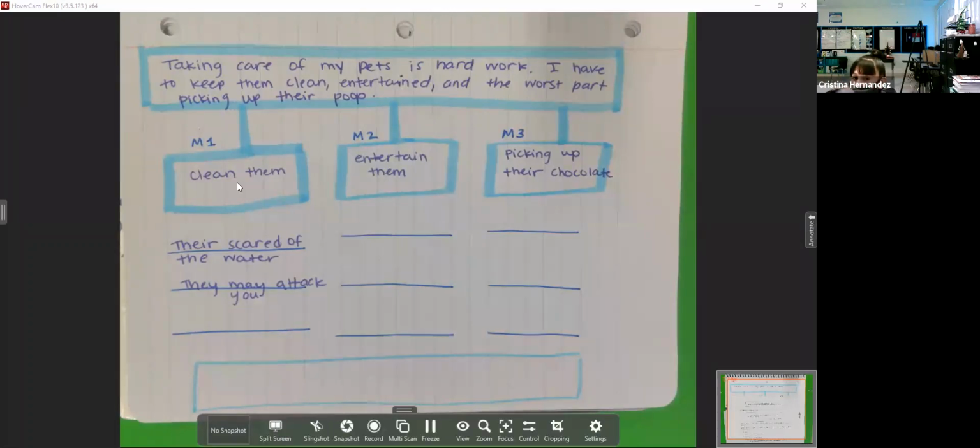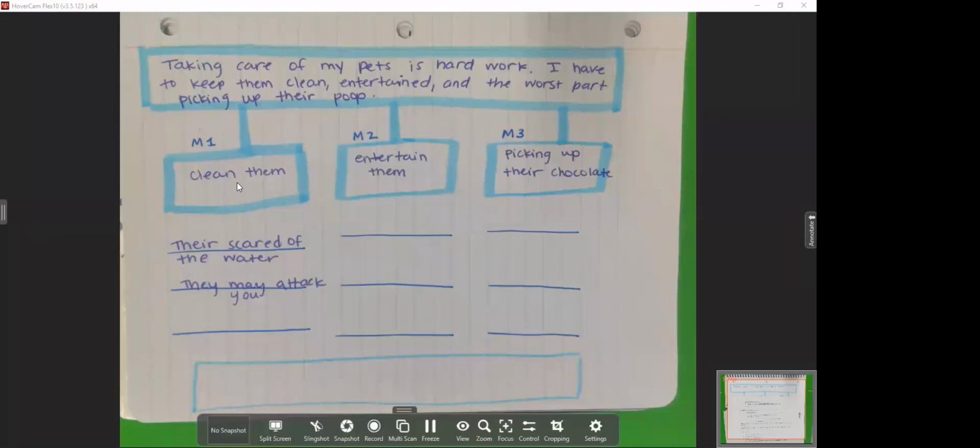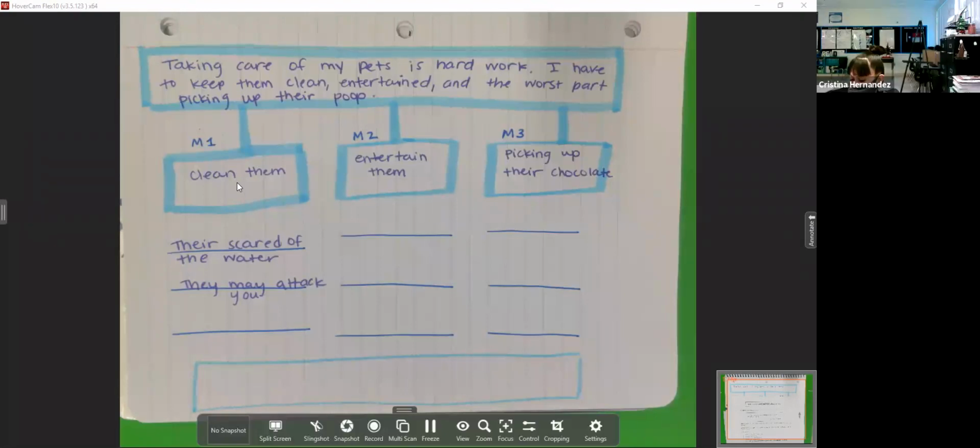What's one more reason why it's hard to get them clean or keep them clean? They're scared of the water, they may attack you, what else? Maybe they'll try to run away. So they may try to run away. Okay.